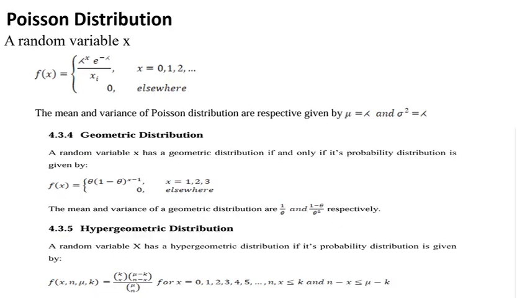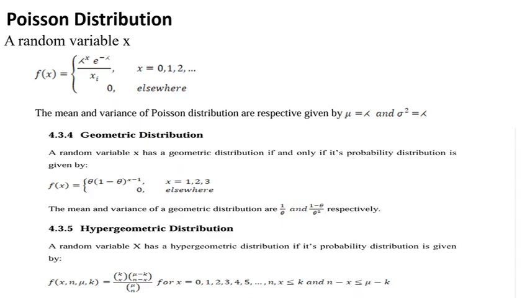Another distribution we have is the Poisson distribution, and the PDF of a Poisson distribution is f of x equals lambda raised to x, e raised to minus lambda, over x factorial, where x ranges from 0, 1, 2, and zero elsewhere. Please go and learn or go and derive the mean and variance of all these distributions. The mean is lambda and the variance is also lambda.